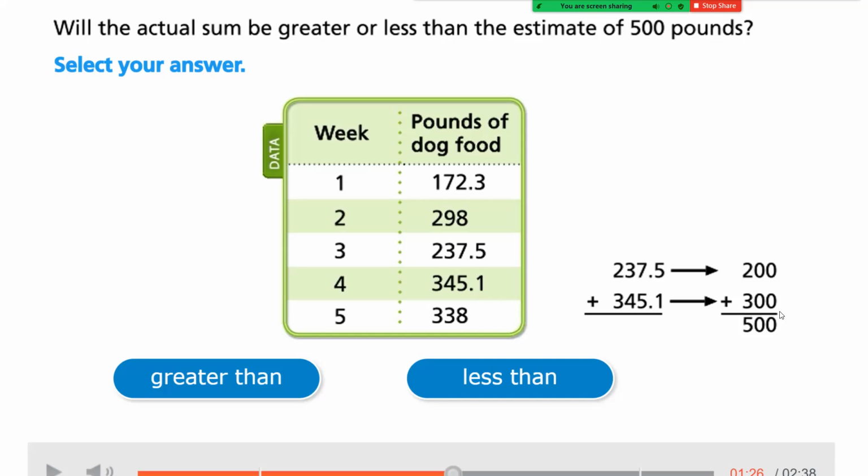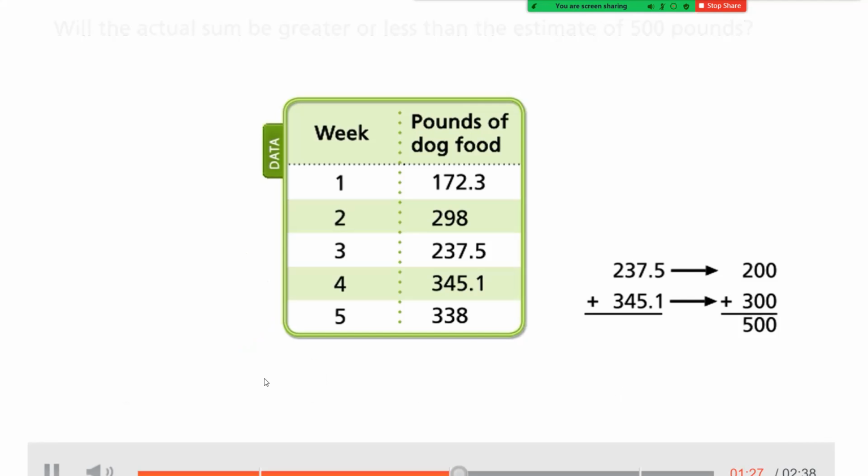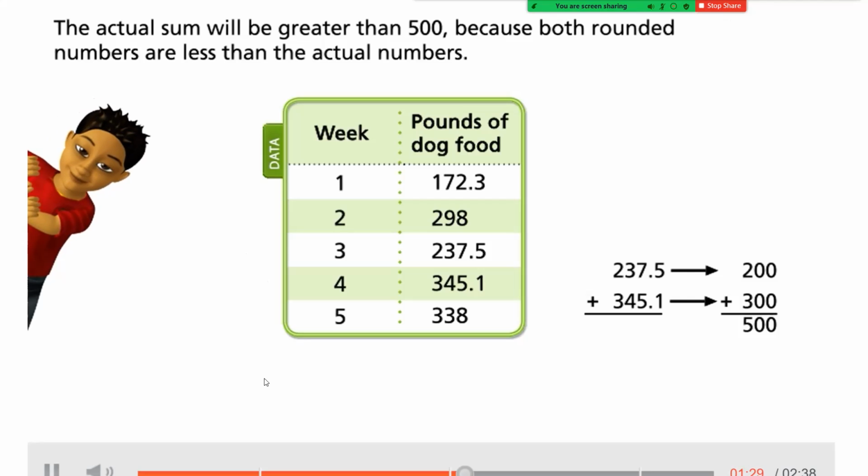345 and 1/10 rounded down to 300. 300 is also less than that original number. So that means whatever my real answer is, it's going to be greater than 500 because my original numbers were greater than what I rounded them to. The actual sum will be greater than 500 because both rounded numbers are less than the actual numbers.